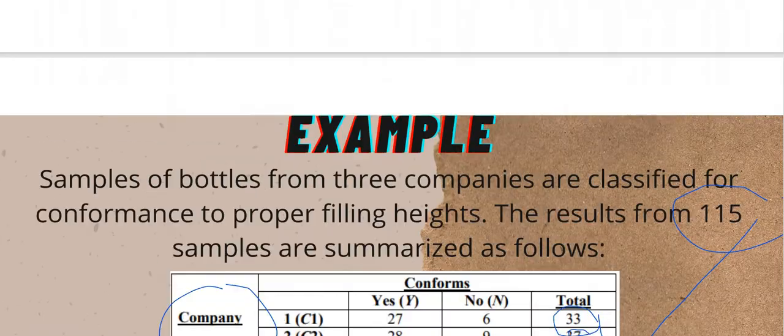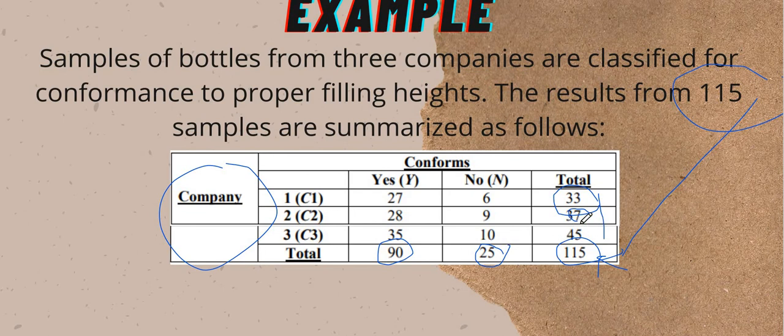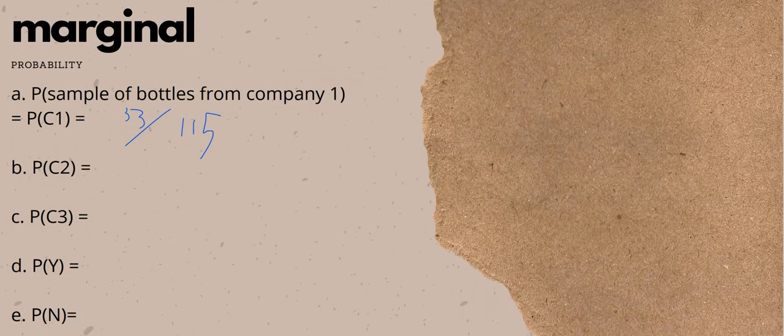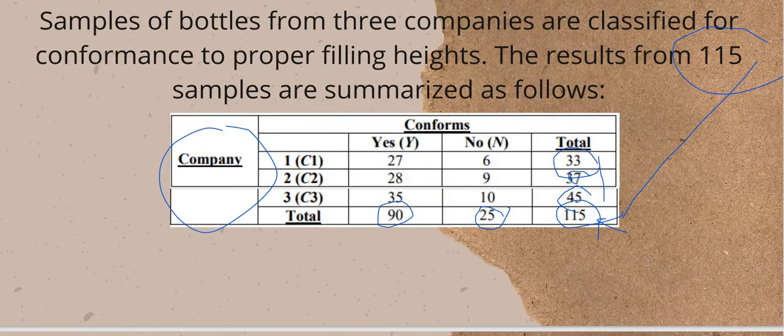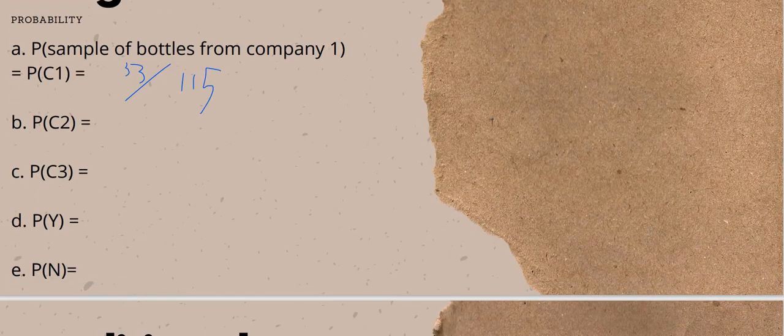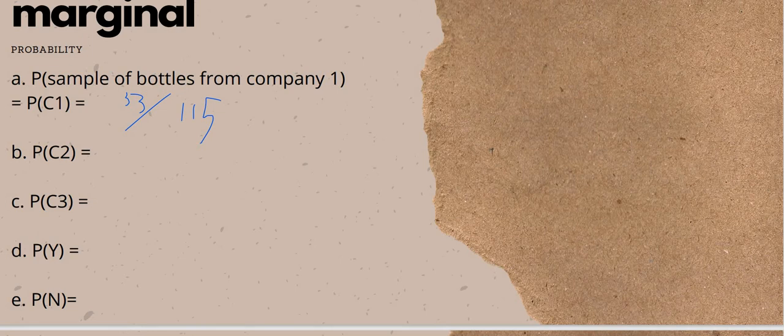Okay, and then PC3 you just refer to your C3, 45 over 115. Okay, and then what else? So they have a PY here. PY means the yes one. So the yes is 90. You just look at the column Y, so don't need to bother the others. So 90 over 115. How about the probability for no? 25 over 115. So that's it. That one is for the marginal. It's easy, it's just only one.